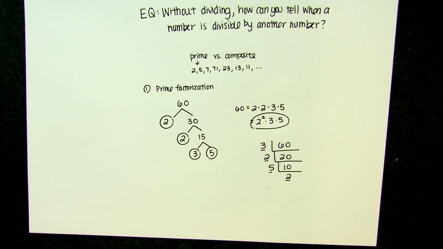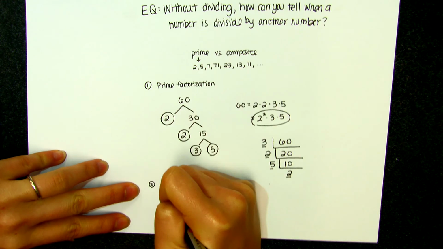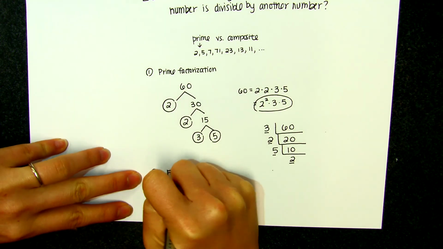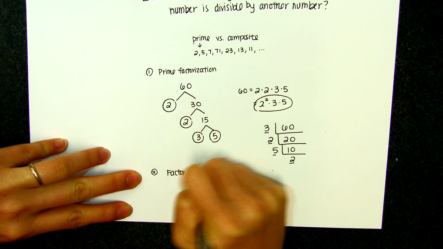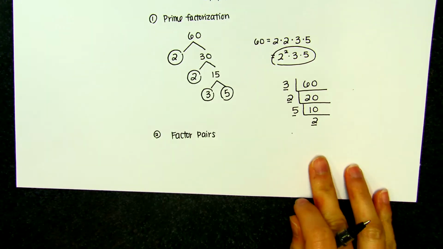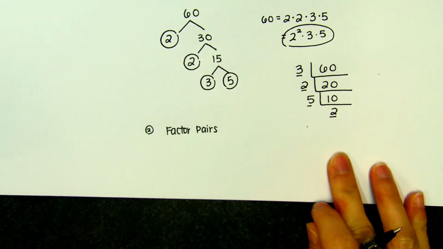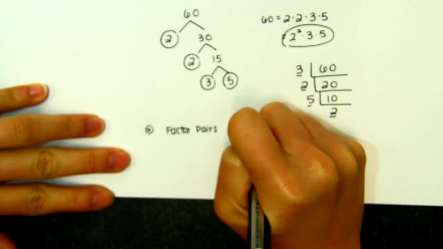Factor pairs. There's so many different ways to find factor pairs. I like to do the T-charts. The reason why I like to do T-charts is because it helps me organize it a little bit better. You can do it a different way, but I like T-charts because it just organizes things. So let's use 60 as an example.